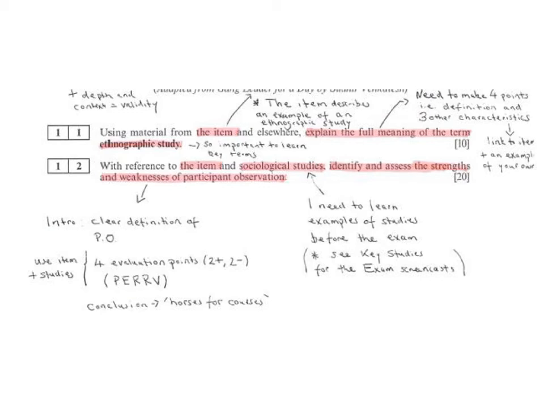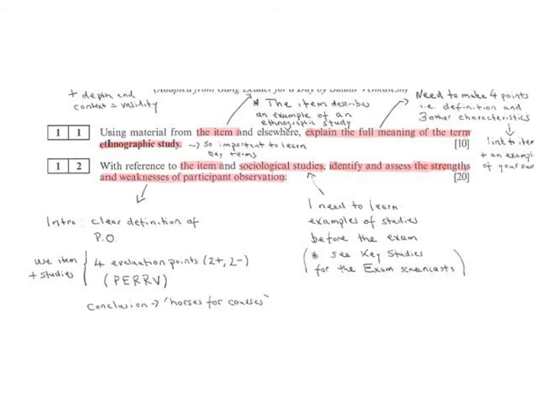So I need to make some evaluation points. When I'm making those evaluation points, I need to use the item and also use some examples of studies that I've learned prior to getting into the exam. And then I'd end my answer with a brief conclusion.